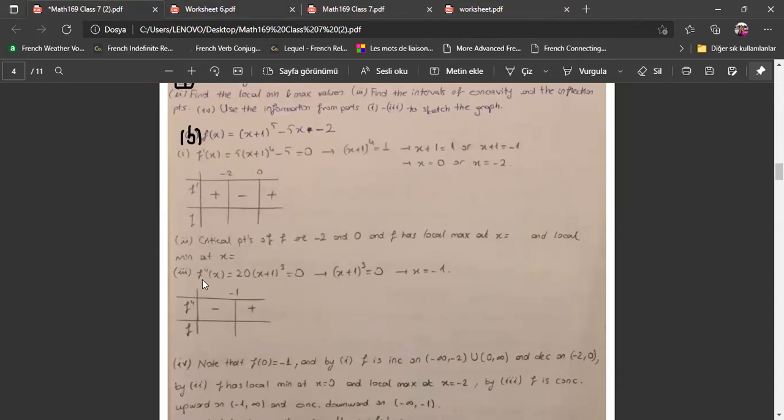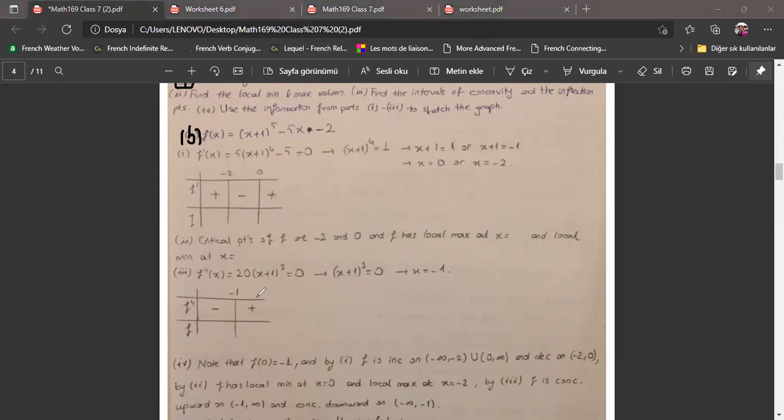Then what about f double prime? We need to determine the concavity of the function f also. So that's why we need to find f double prime here. So take the derivative of this function and equalize it to 0. Find the root, x equals -1. Now, what do we have?